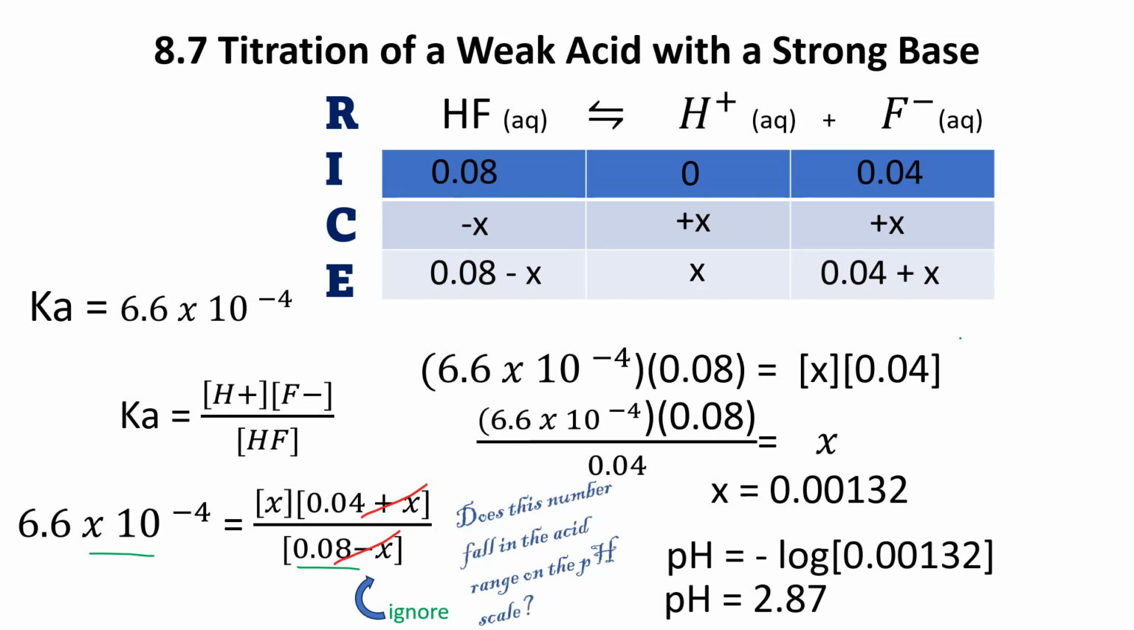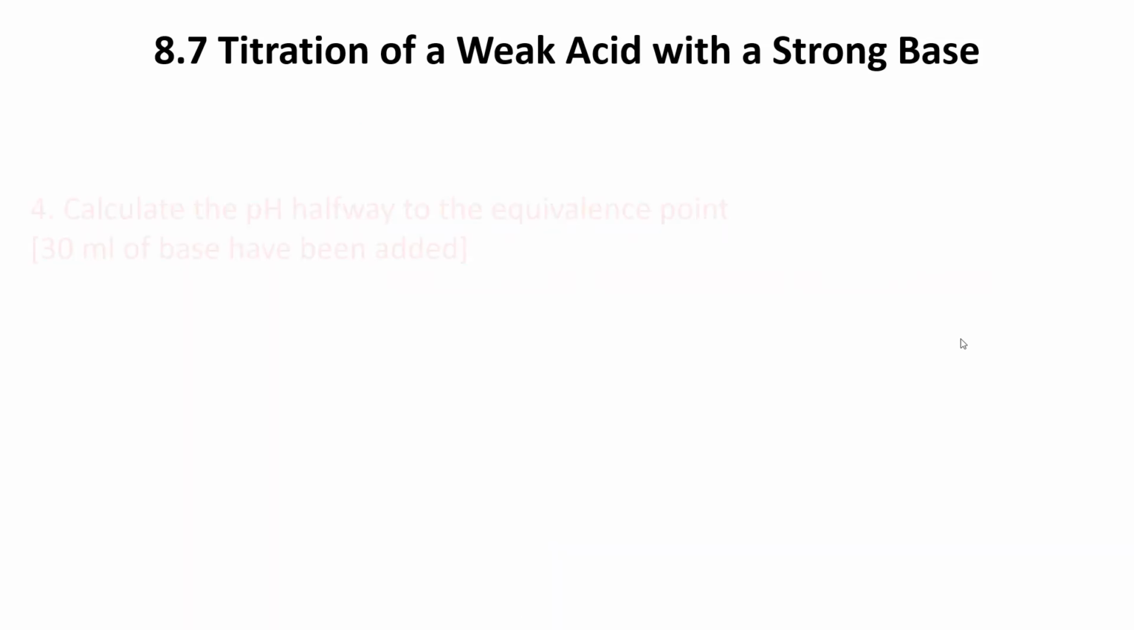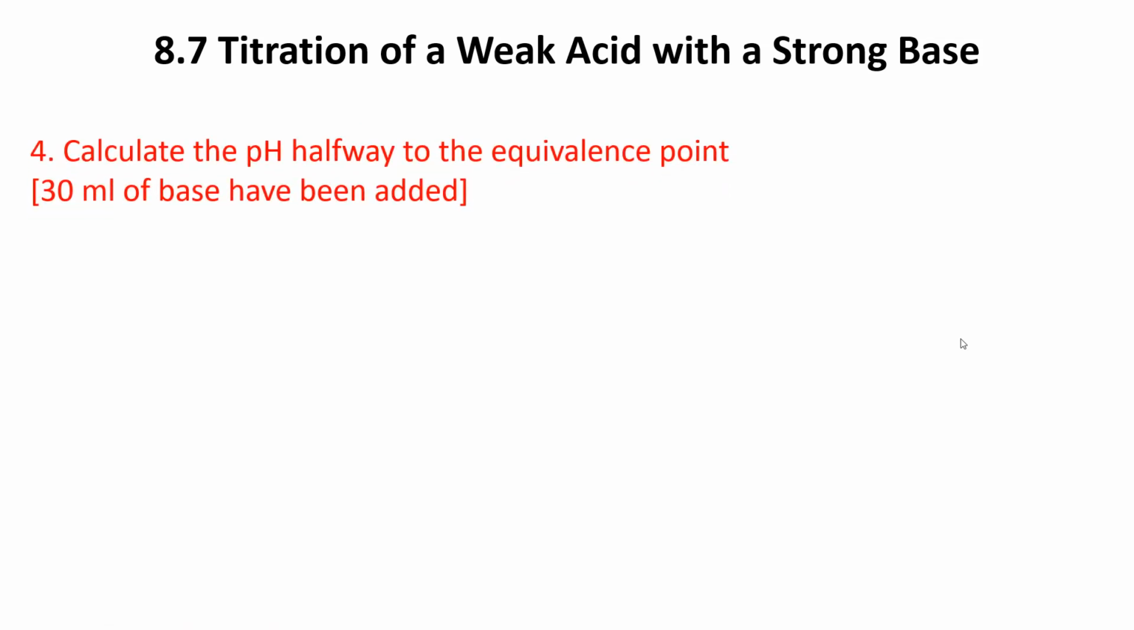We ask ourselves, is that in the acidic range on the pH scale? Of course it is. And so we're going to stick with that answer. So consider our previous pH was like 1.94. We've neutralized. It's gone closer to 7 in this case, 2.87.